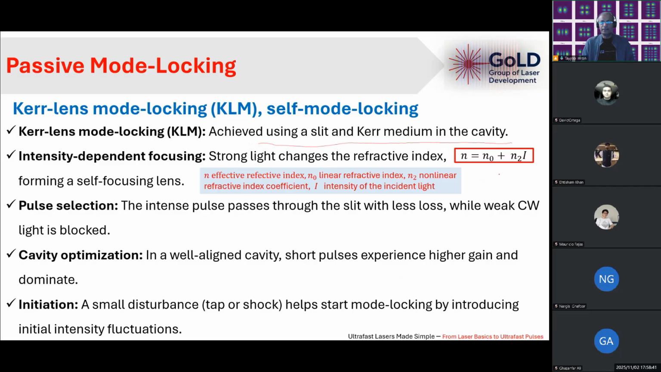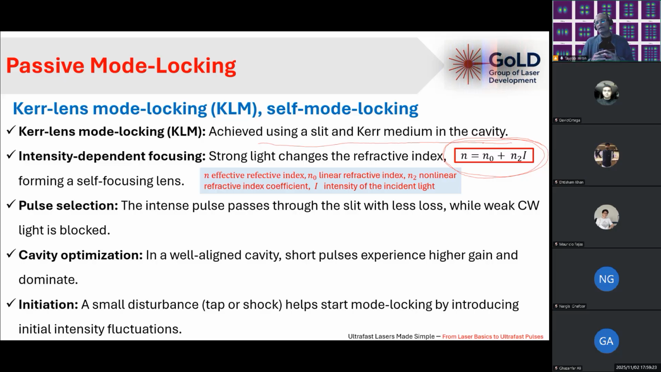One thing, if you see this equation here, intensity dependent refractive index. N is equal to N naught plus N2 I. So any effective refractive index, N naught is a linear refractive index, N2 is a non-linear refractive index, second order maybe, and I is the intensity of the incident beam.